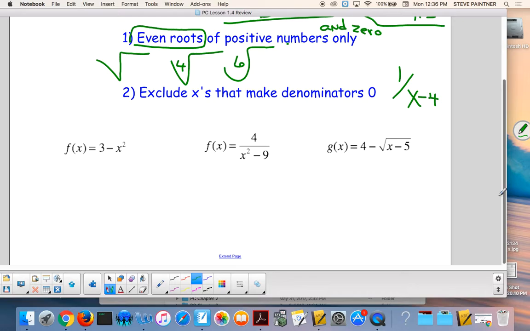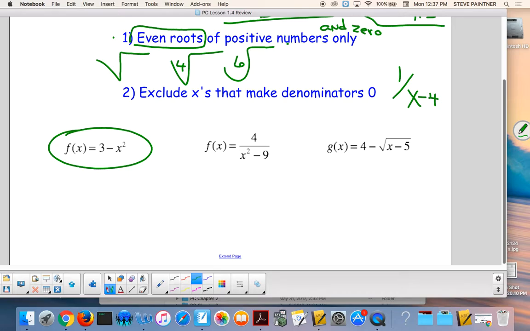Concentrate. Are you looking at those two restrictions I talked about, even roots or denominators that happen to be 0? Look at that one. Do you see radicals at all? Nope. So you don't have to worry about number 1. Do you see a fraction where x is on the bottom? No. So the implied domain is what works here.